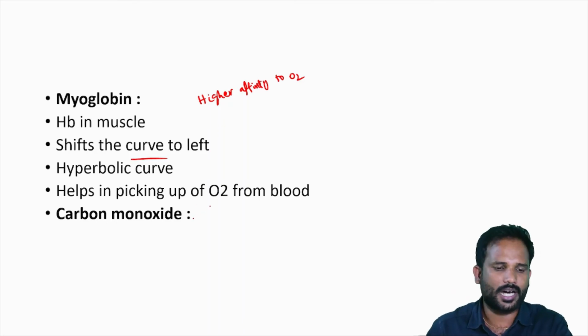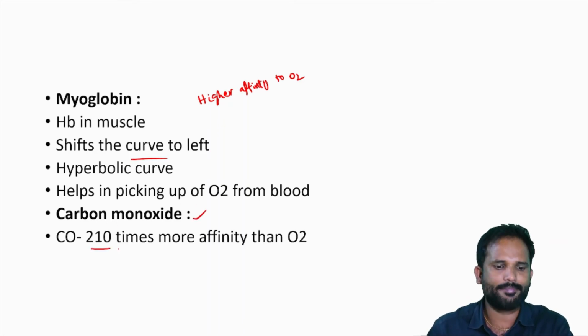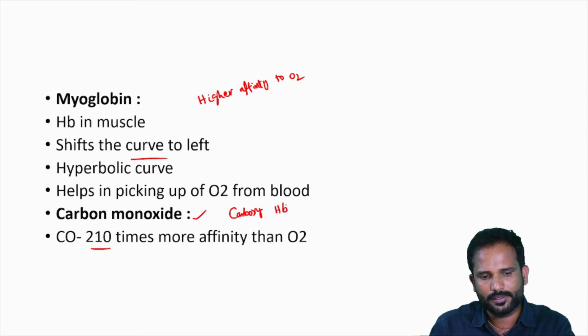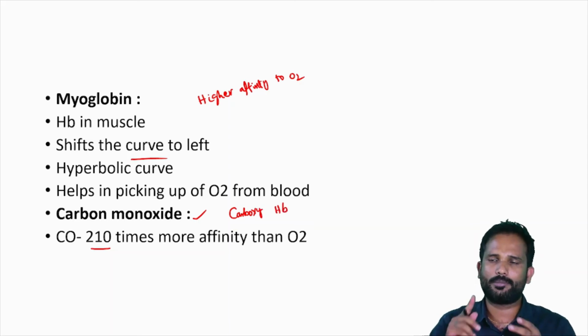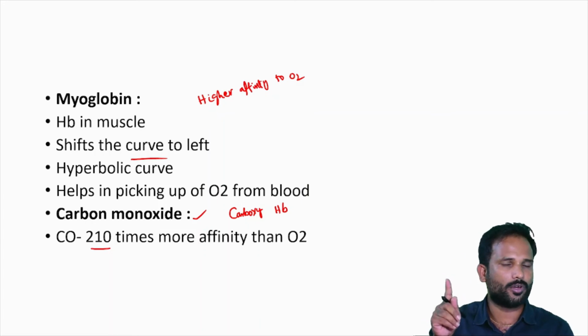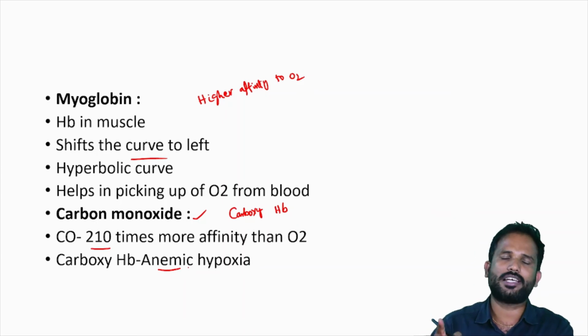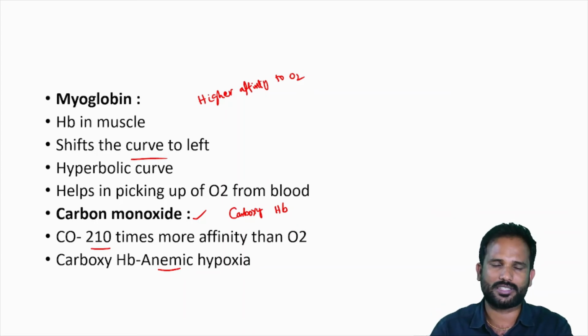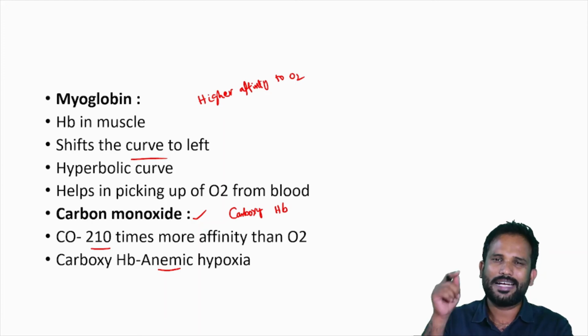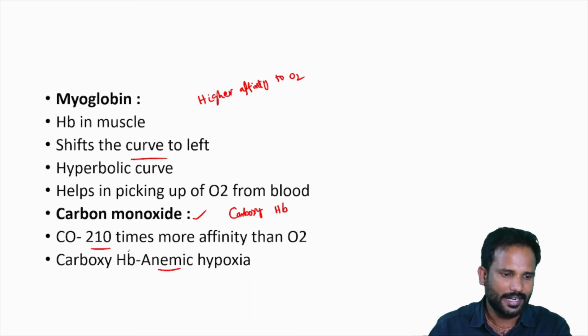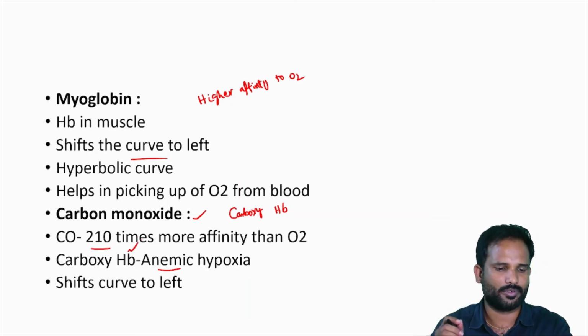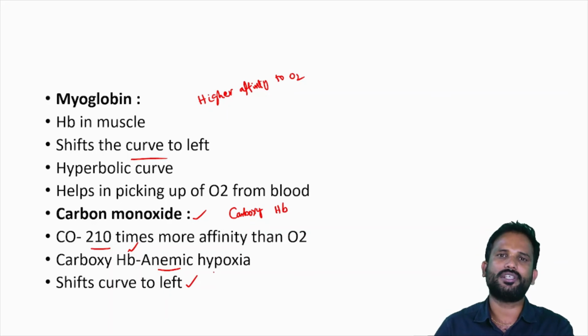Coming to carbon monoxide, which has 2 times more affinity than oxygen, it forms carboxyhemoglobin. Remember, carboxyhemoglobin is formed by carbon monoxide. Carbaminohemoglobin is formed by carbon dioxide. The hypoxia with carboxyhemoglobin is called anemic hypoxia. Even though hemoglobin is normal, it is not available to bind oxygen, and we call that anemic hypoxia. Carboxyhemoglobin comes under anemic hypoxia, and it shifts the curve to the left.